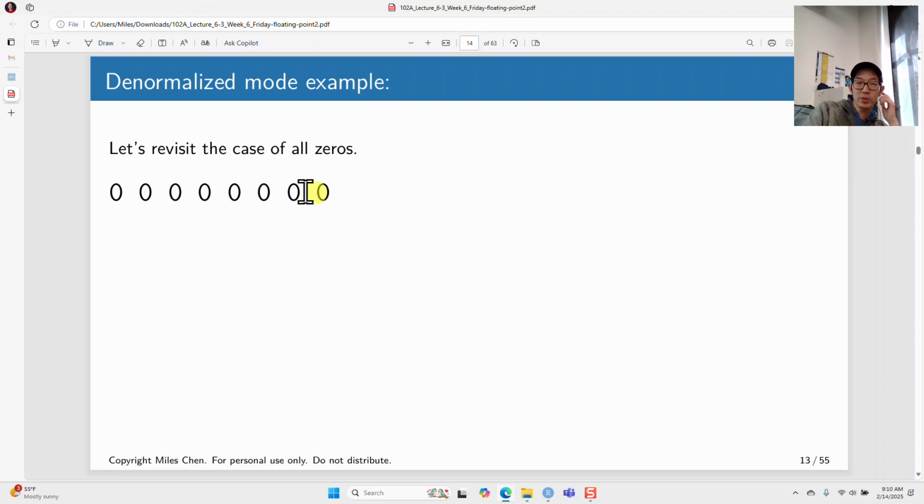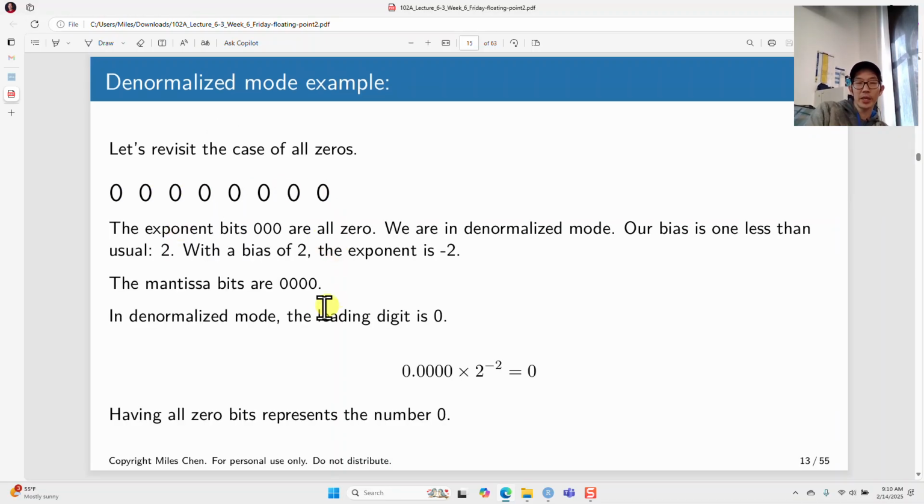So what we will have is, if we put in all zeros here, my exponent is going to be 0 with a bias of 2, so my exponent is going to be 2 to the -2. So now I have 0.0000 times 2 to the -2, and that's going to be 0. We're going to have all zeros in the mantissa bits, and my leading digit is 0 in denormalized mode.